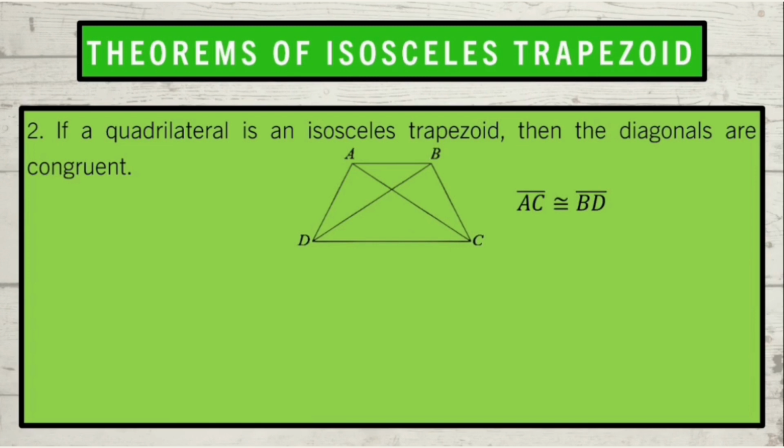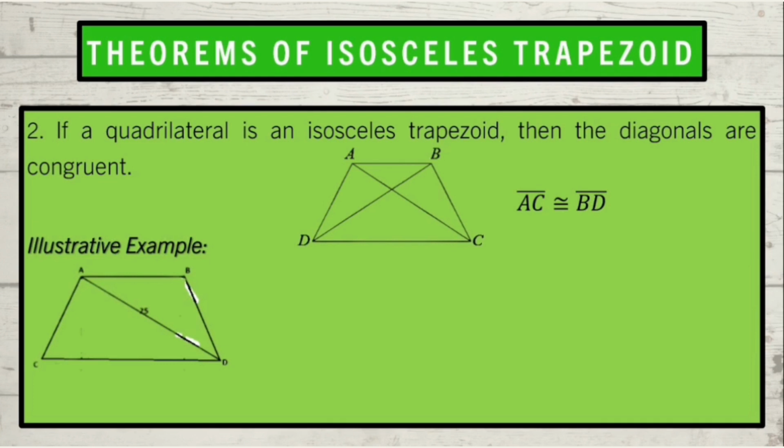Using isosceles trapezoid ABDC, if segment AD is equal to 25, let us find the length of segment BC. How do we solve that? Well, since segment AD is equal to segment BC, then the measure of segment BC is equal to 25. Why? Simply because diagonals of an isosceles trapezoid are congruent or equal. Wow! And we are almost done proving the theorems of trapezoid.